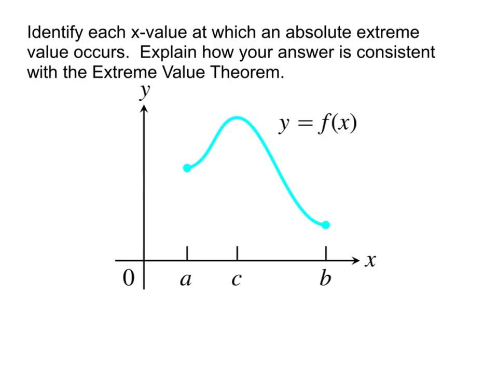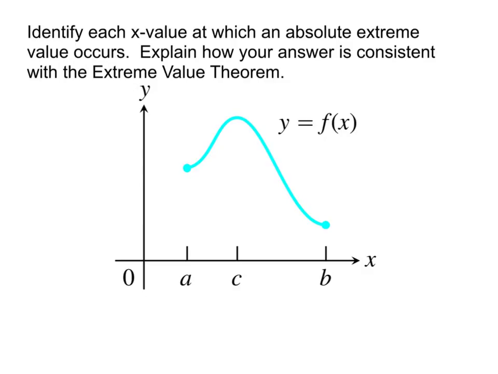I want you to hit pause and just identify each x value and label it. Is this a local minimum, local maximum, global minimum, global maximum? So just label this graph. Go.